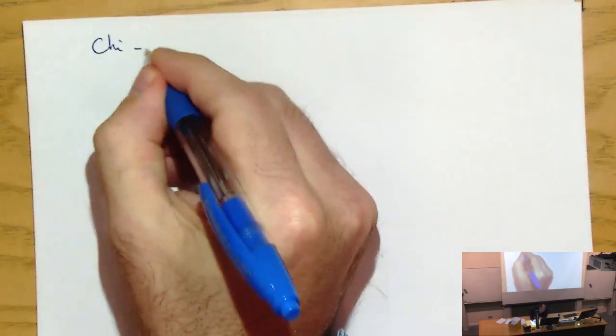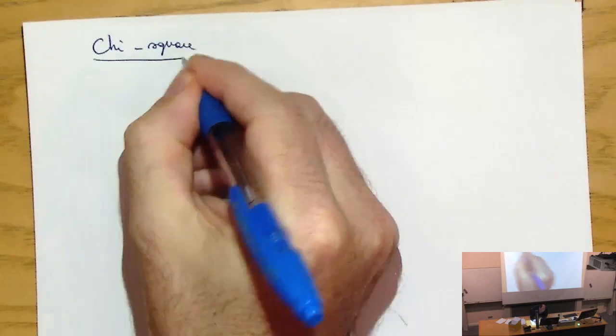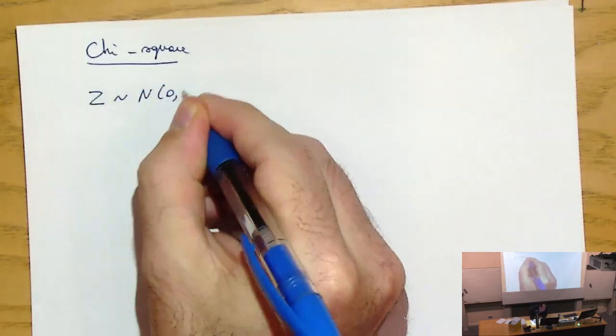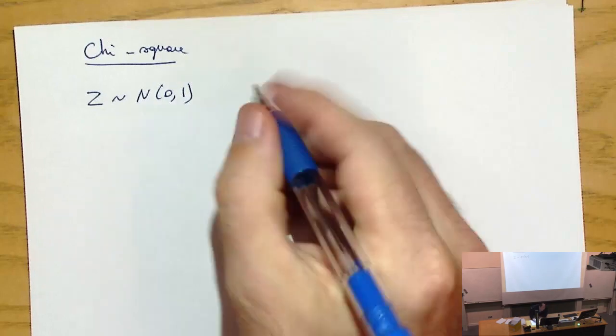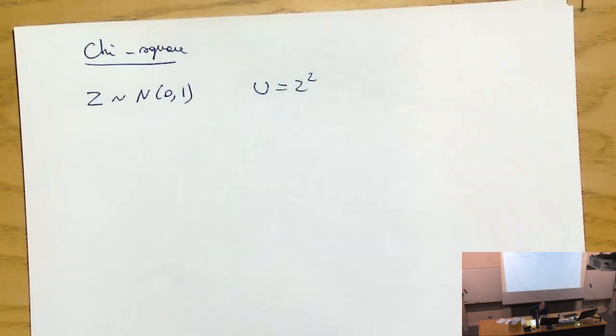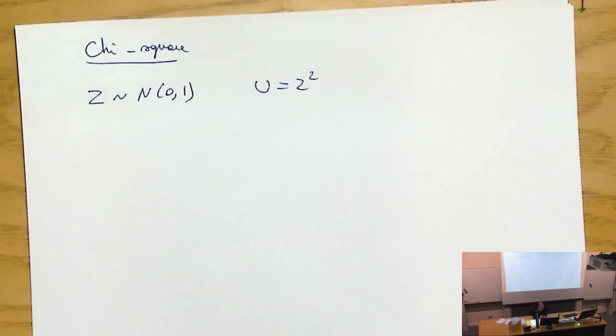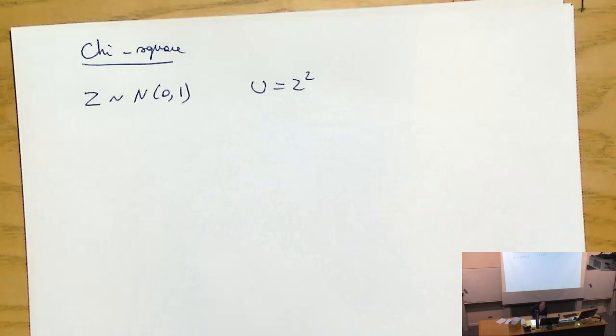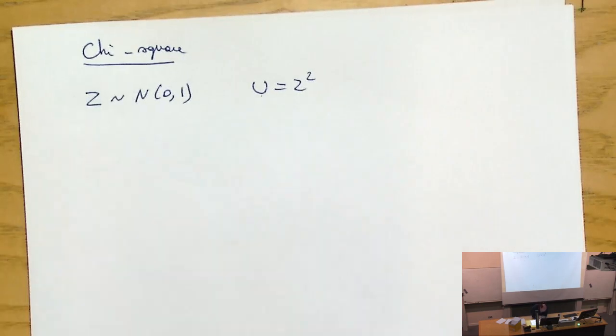So if I have a random variable that is chi-square distributed, what that means is the following. I have a standard normal random variable, mean 0, variance equal to 1, and what I'm looking at is another random variable u that is the square of z. Right? I'm looking at a new random variable u that is the square of a standard normal random variable. So this u is actually chi-square distributed.